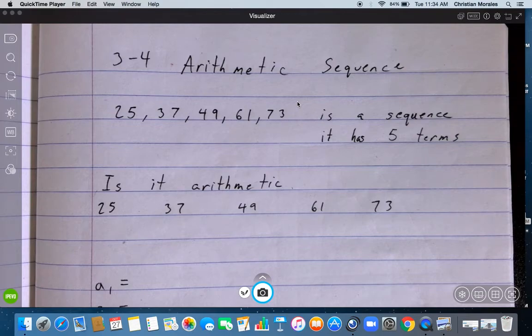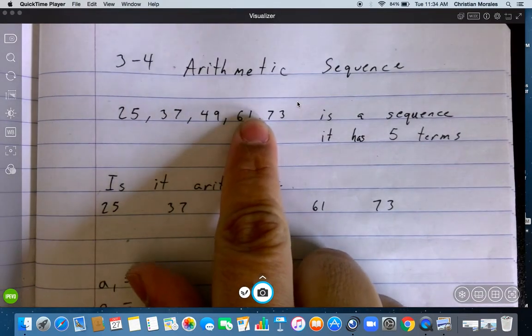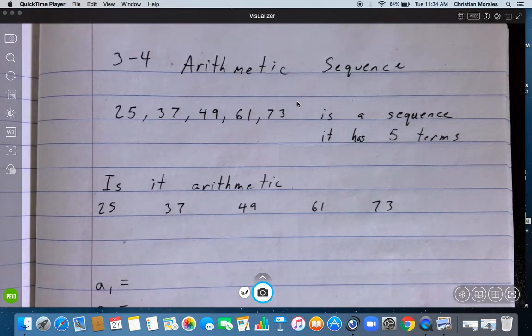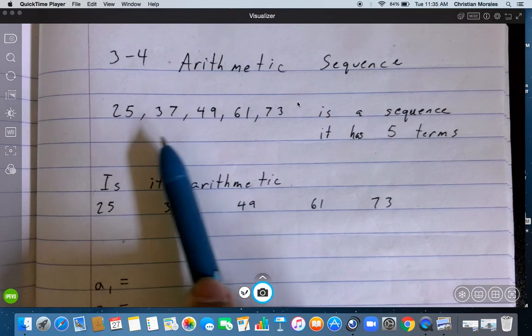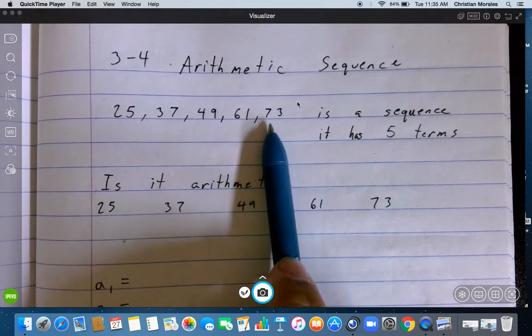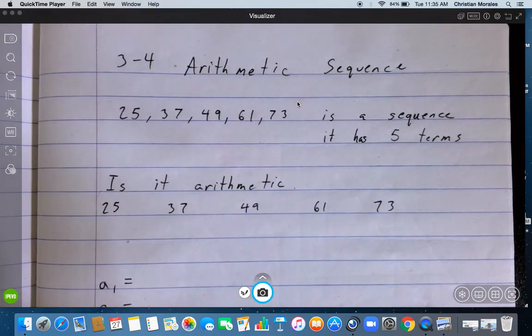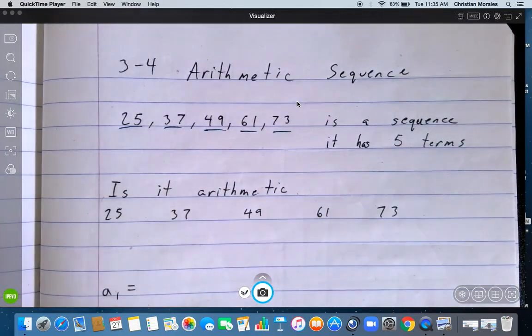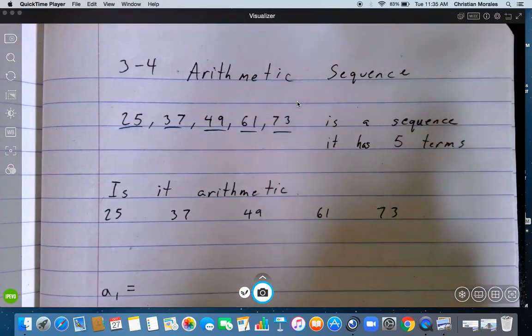Guys, a sequence is just a list of numbers that are connected through a pattern. So we've talked about patterns a little bit, but now we're going to talk about this specific kind of pattern called an arithmetic sequence. So this sequence, 25, 37, 49, 61, 73, is made up of 5 terms. Each one of these is a term. Now you can have fewer or more terms. You can go on infinitely.